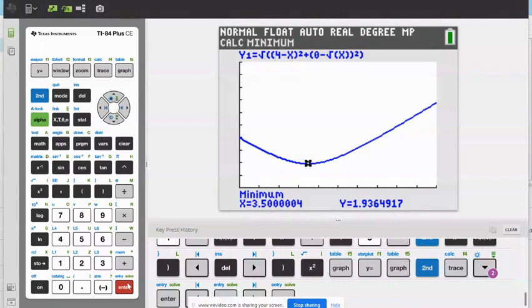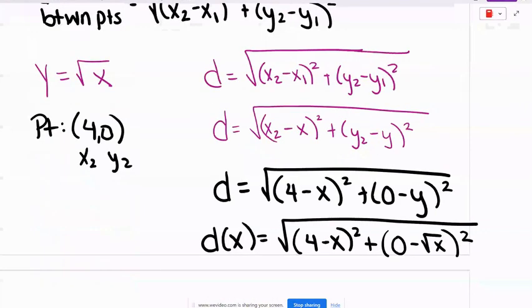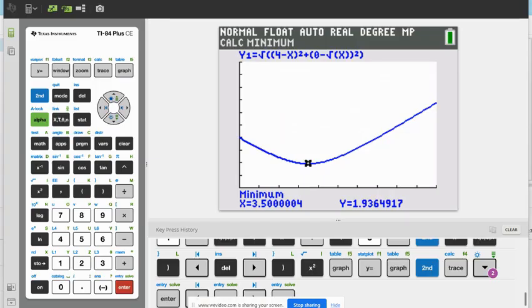Looks like we're at 3.5 for our x minimum. So now our x coordinate is 3.5. Now our y, be careful, our y coordinate is not 1.94. What does 1.94 represent?